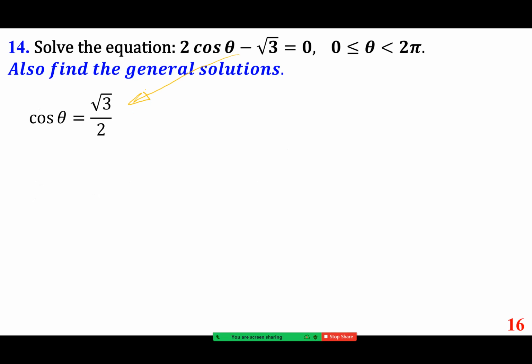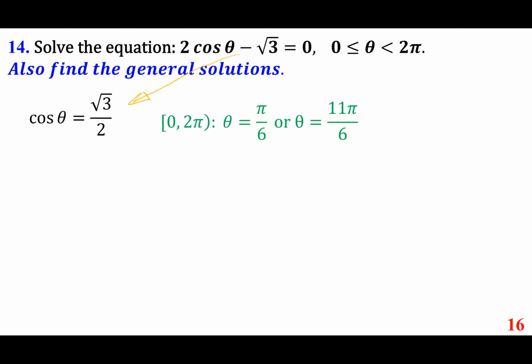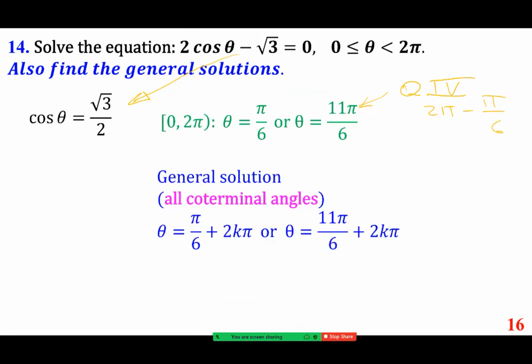And from 0 to 2 pi, the answer is pi over 6, as well as the fourth quadrant, 2 pi minus pi over 6, which gives us 11 pi over 6. So this is quadrant 4, 2 pi minus pi over 6. And all we have to do is add 2k pi or 2n pi to generalize it. That's all. And that means all coterminal angles, they all have the same terminal sides.